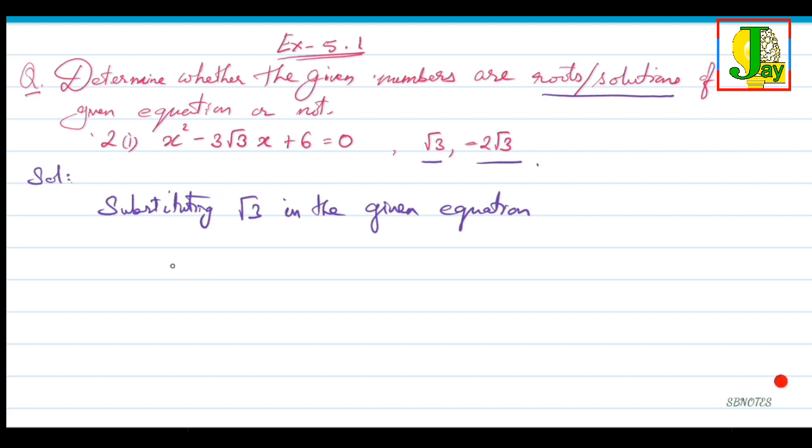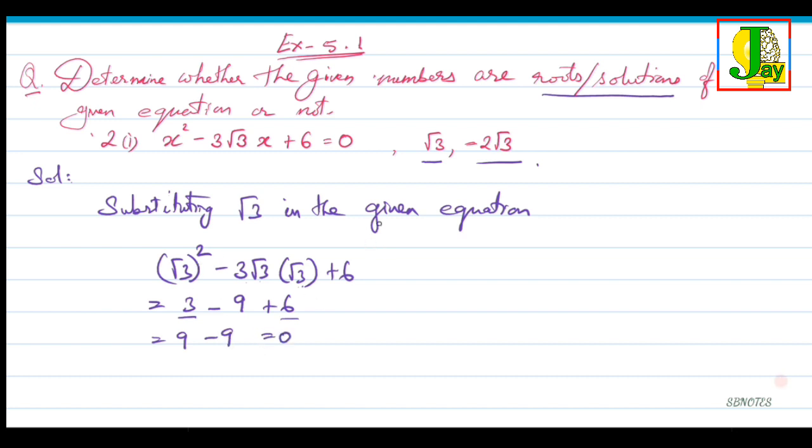So in place of x we are going to put root 3. So root 3 square minus 3 root 3 into root 3 plus 6. Now we are going to solve this and find out whether it is equal to 0. Root 3 square is root 3 into root 3, that's 3, minus again root 3 into root 3 is 3, and 3 into 3 is 9. 3 minus 9 plus 6. Now see the positive numbers. 3 plus 6 is 9, minus 9, that equals 0. Hence root 3 is a solution for the given equation.